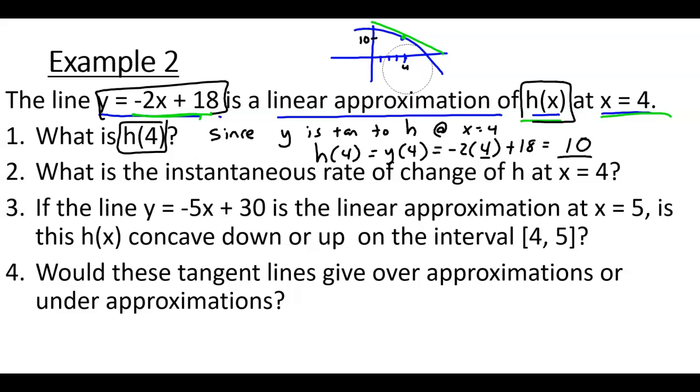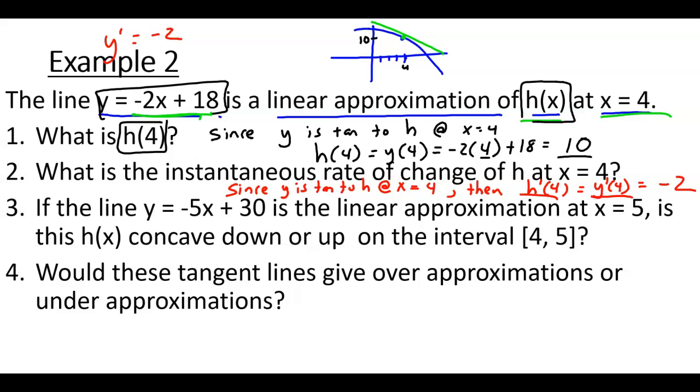All right, next one. What is the instantaneous rate of change of h at 4? Another way of writing that is h prime of 4. But once again, since y is tangent to h at x equals 4, that means that h prime of 4 has to be the same thing as y prime of 4. In other words, what's the slope of my tangent line at 4? Well, y prime is just going to be negative 2. And so h prime of 4 is the same thing as y prime of 4, which is negative 2.